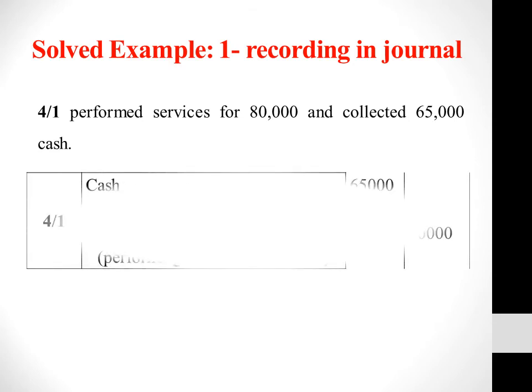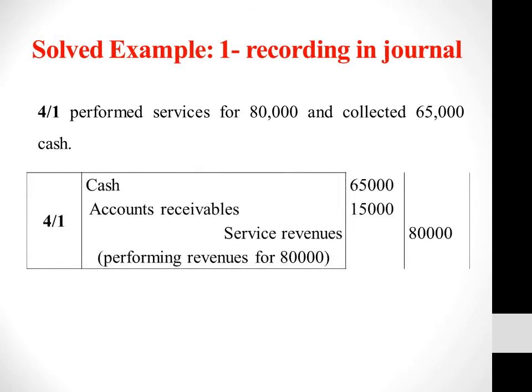On the 4th of Jan, the business performed services for 80,000 and collected 65,000 cash. It means that we have performed some services to a customer that worth 80,000 and we only received 65 at this date, at the 4th of January. It means that there is still like 15,000 that we're gonna collect later on.